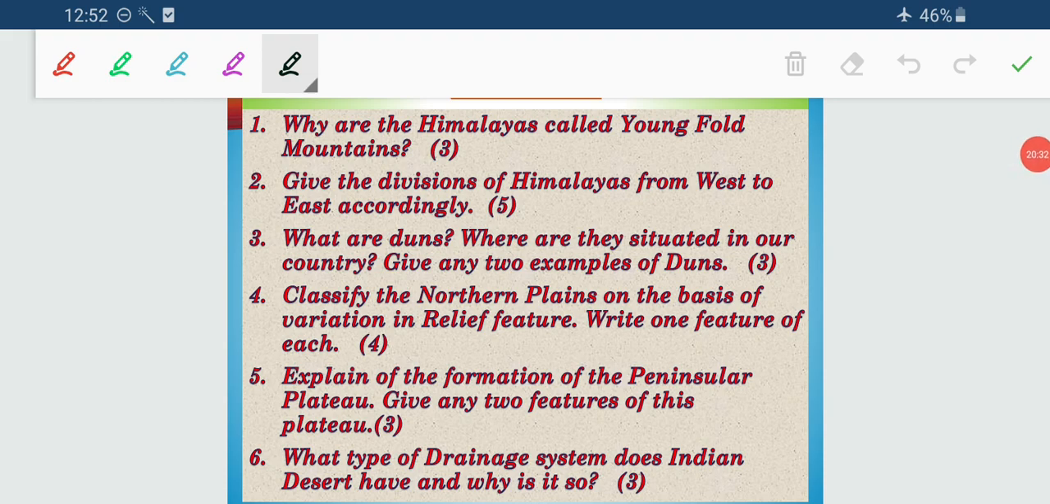Okay, now some extra questions that I have given beside your NCERT questions. Let us discuss the answers of these questions.